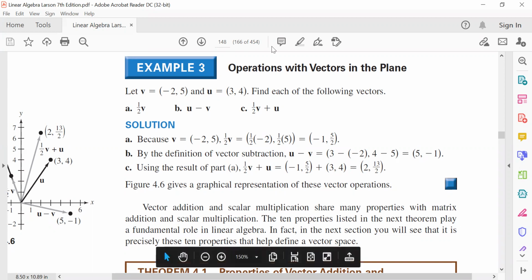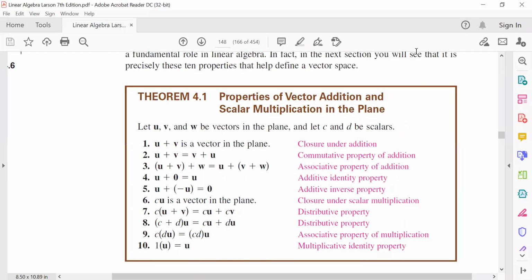Now, if you'll notice, there are 10 different properties of vector addition. And we're going to use these 10 properties to define something called a vector space. But we'll get to that in 4.2. Anyway, that's a big thing, vector spaces. What does this mean? This means that it's closed under addition. If I take a vector u and a vector v and I add them, the result is still a vector and it's still in the plane, and that's closure.